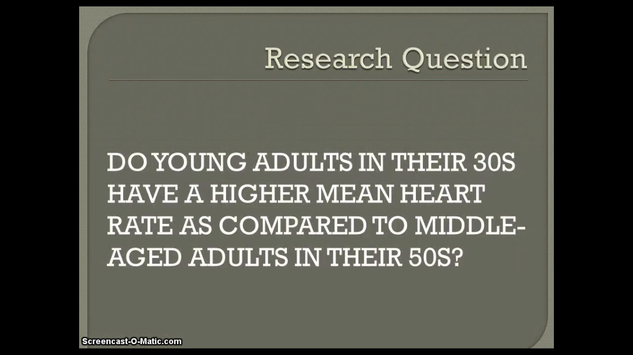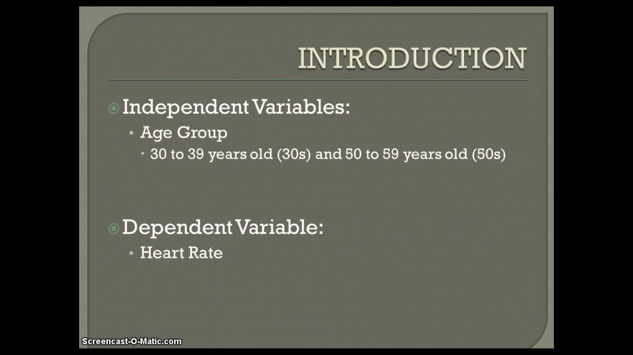Our research question is, do young adults in their 30s have a higher mean heart rate as compared to middle-aged adults in their 50s? The independent variable, or IV, is age group. The two selected age groups are the 30s age group, including people of age 30 to 39, and the 50s age group, including people of age 50 to 59 years old. The dependent variable, or DV, is heart rate.